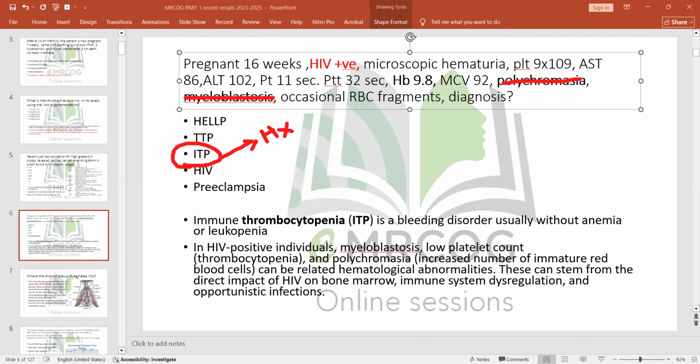Okay, if it was, let's say, gestational thrombocytopenia, what would be her history? If you doubt and you think that, of course, I have omitted the polychromasia and myeloblastosis. I omitted them with only this scenario here. Okay, how would you know that this is ITP, not gestational thrombocytopenia?